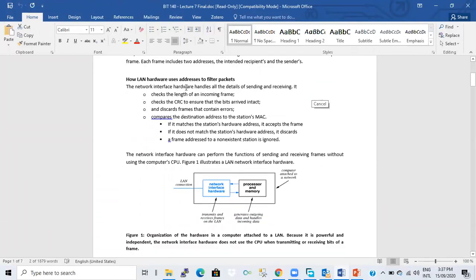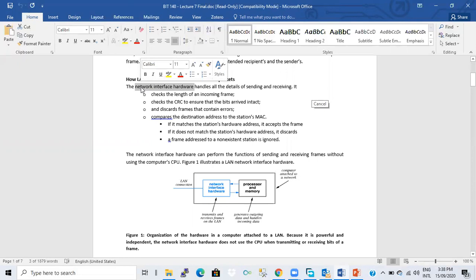How are LAN addresses used to filter packets? The network interface hardware handles all the details of sending and receiving data. What we are referring to as the network interface hardware is that point in a computer where you connect a cable. If you remember our computer labs, there is usually a point in a computer where you plug in that network cable. That is what is referred to as the network interface hardware. It handles all details of sending as well as receiving data.